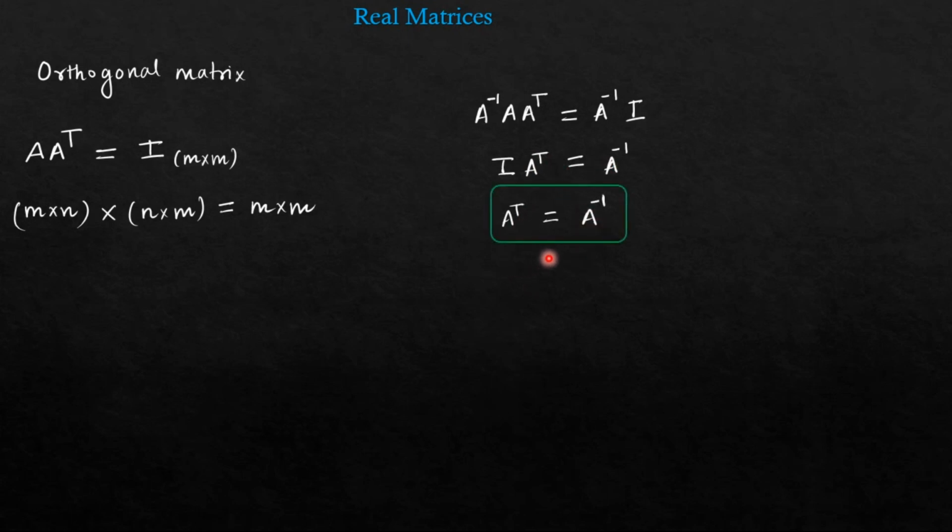So this is the very important property of an orthogonal matrix. That is, if A is an orthogonal matrix, then calculating A inverse is very easy. How? You just have to take the transpose, and then you will get A inverse. Generally finding A inverse is a long process. But if it is already known that matrix A is orthogonal, then for calculating A inverse, you just have to take the transpose.